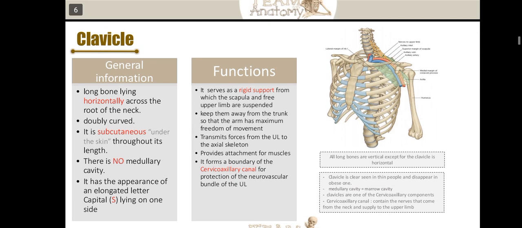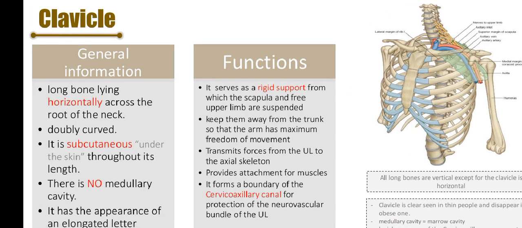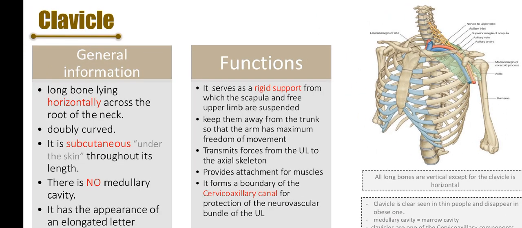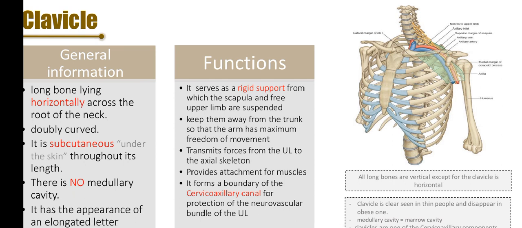And general information: a long bone lying horizontally across the root of the neck. These are general informations about the clavicle, okay? The clavicle is the only long bone lying horizontally. Most long bones are vertical, okay? But the clavicle lies horizontally. It is subcutaneous. What is subcutaneous? It is just beneath the skin. There is no muscle covering it, okay?